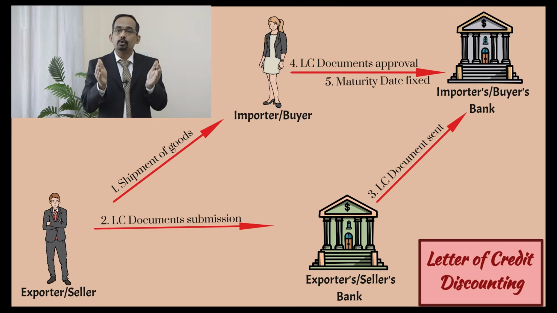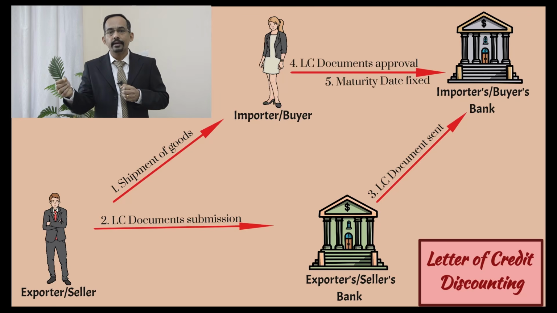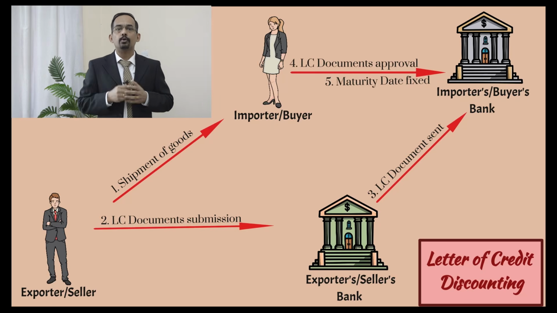The LC maturity date is the date on which the buyer's bank is obliged to make the payment to the seller's bank for the documents submitted. The maturity date can be 30 days, 60 days, 90 days from the date of the invoice, delivery note or the shipping document, as mentioned in the letter of credit.